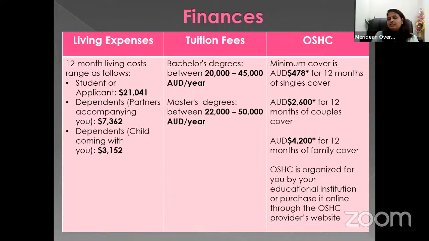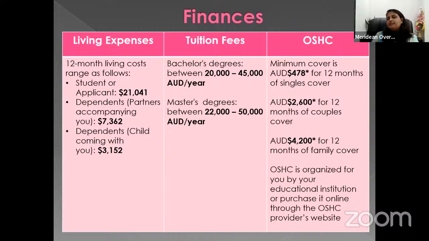Healthcare insurance. So you need to purchase overseas health care insurance at the time of admission for the entire duration of your study. We are not looking for any health insurance for the post-study work. So if a student is going for a 2 year program, then you have to purchase 2 years health cover upfront. If a student is going for a 3 year program, then 3 years.